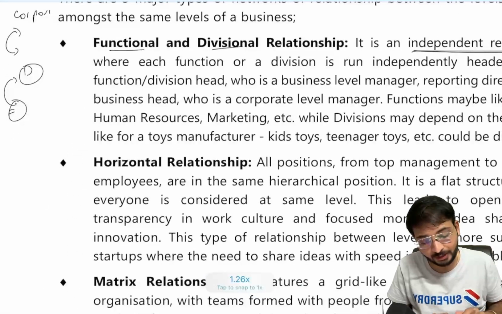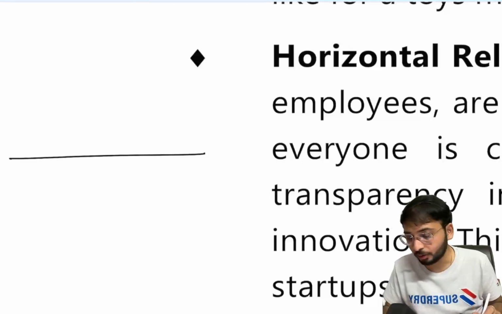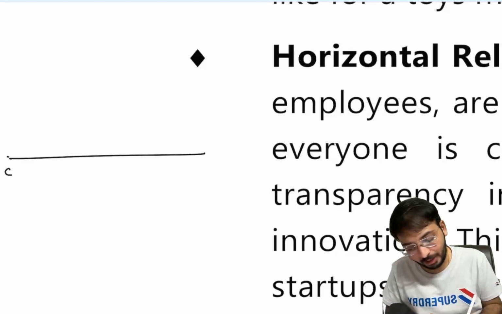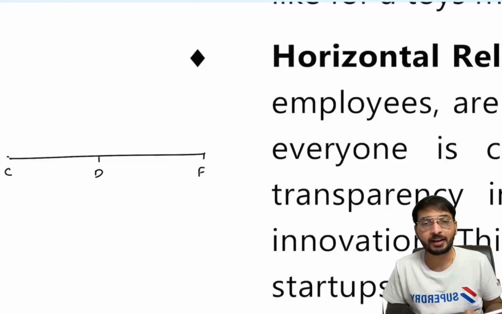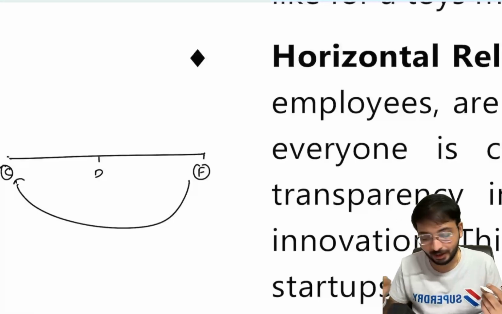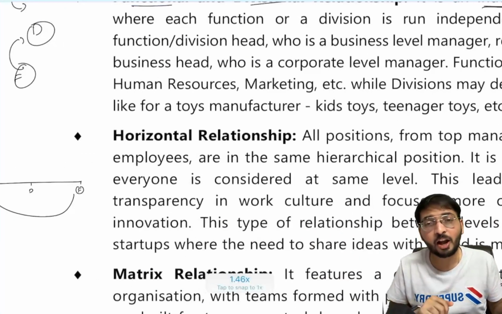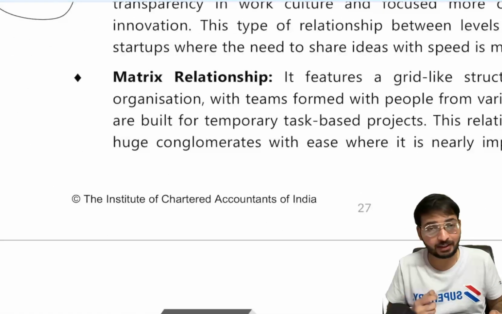Next one is called horizontal relationship. How will it be like this, right? In the same line we have corporate level, in the same line we also have divisional level, in the same line we also have functional level. Generally these can be seen in startups, because in startups every employee has access to directly go to their CEOs. So that relation is called what? Horizontal relationship.